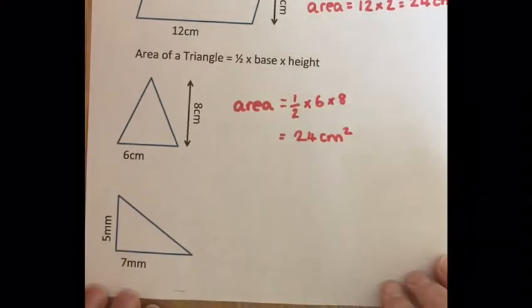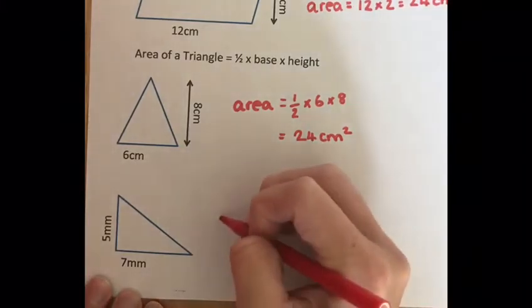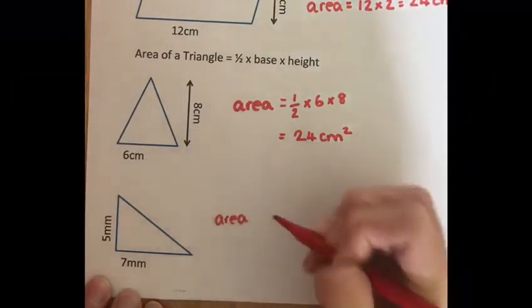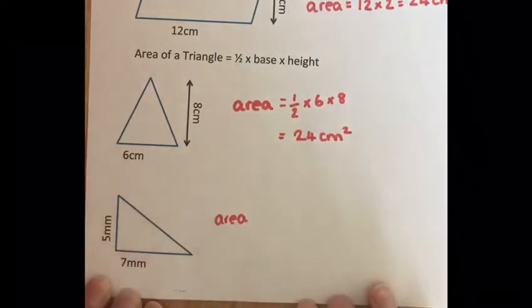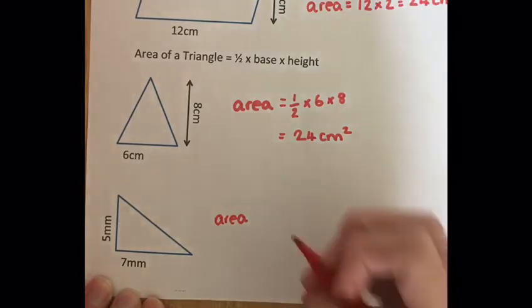Now, the last question is again a triangle, but this triangle is a right angle triangle. So you won't be given a different height for the perpendicular height. This is the only case you use the side of the triangle.